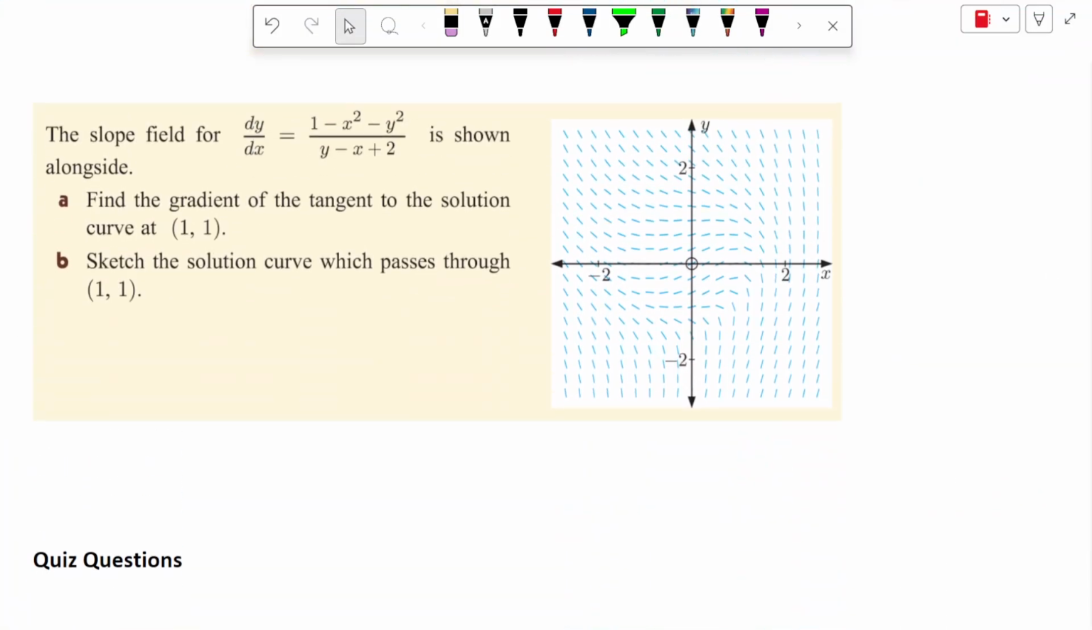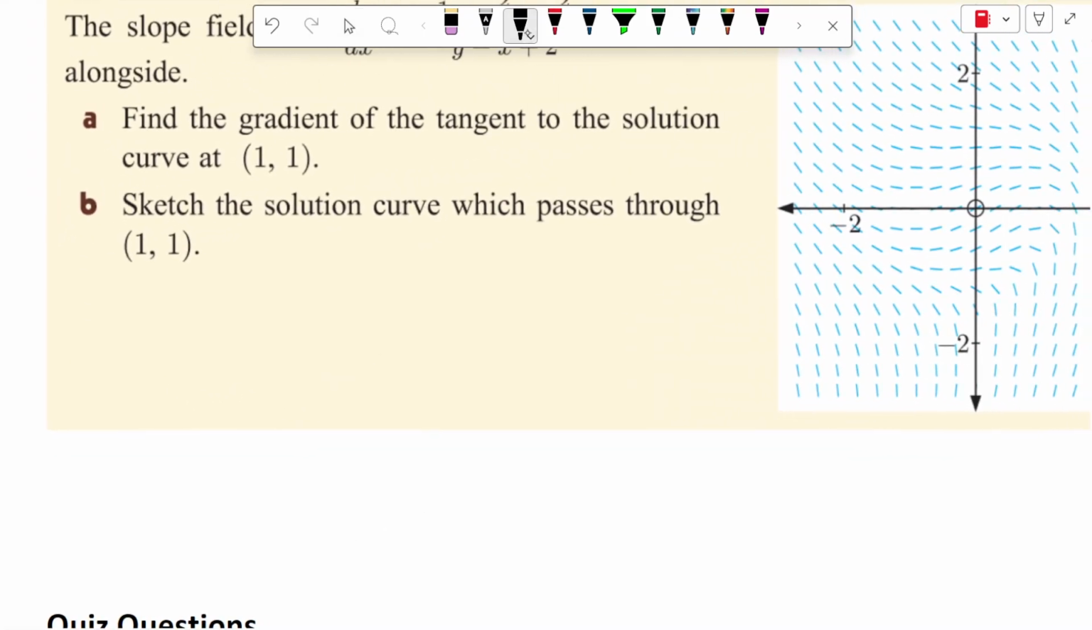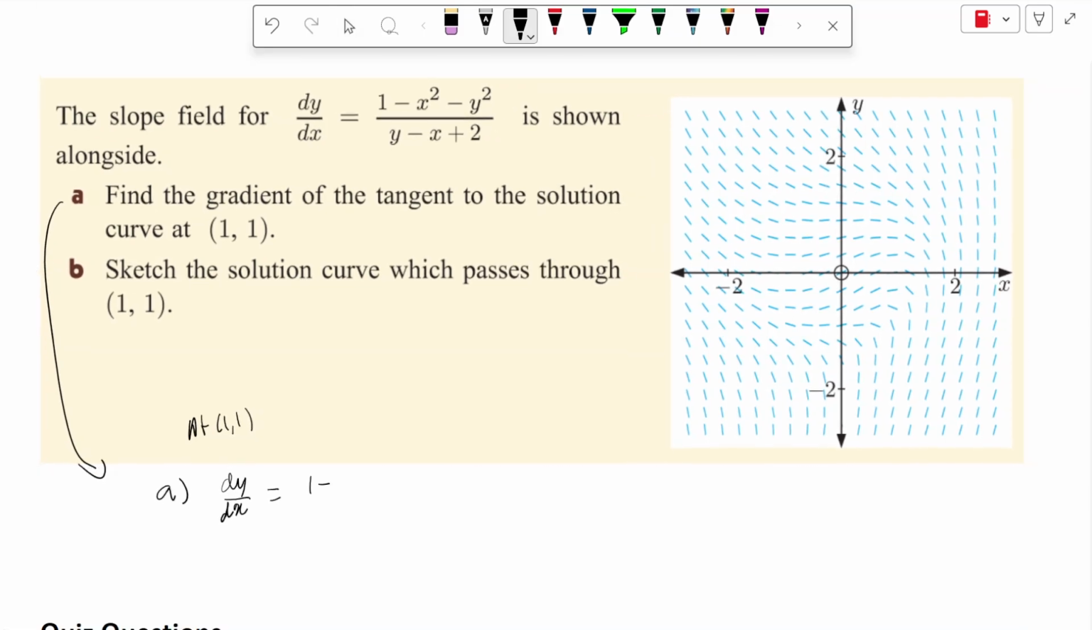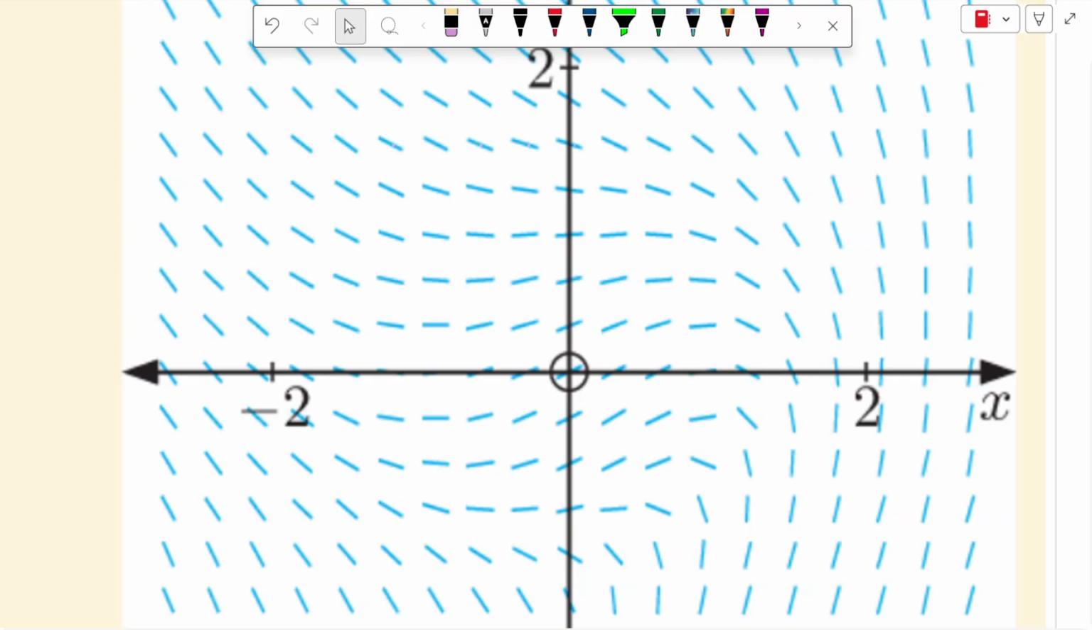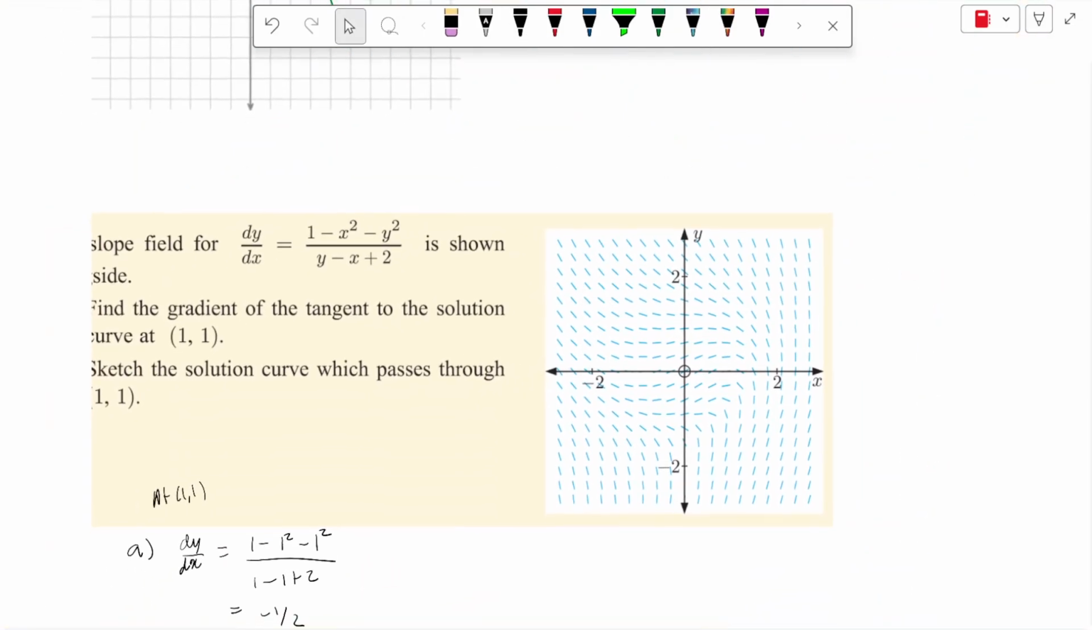Okay, this is what a standard question might look like. Find the gradient of the tangent at (1, 1). So this is similar to what we asked in implicit differentiation. So at (1, 1), dy/dx equals, and you just have to sub in 1 for each x and y. So 1 squared, 1 squared, 1 take 1 plus 2. So this would be minus 1 over 2. And you can see at (1, 1), so that would be maybe like here, it does look like the slope is minus a half. So that would be how you'd fill in the slope field there. Okay, that is good.